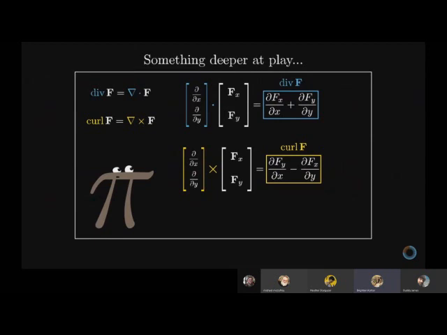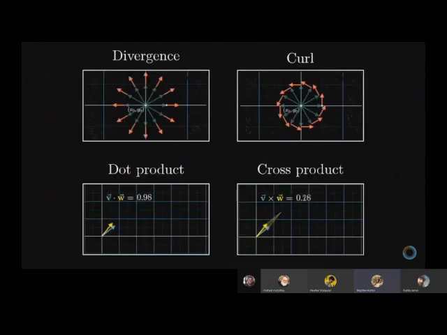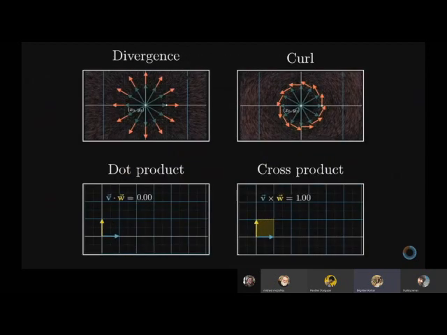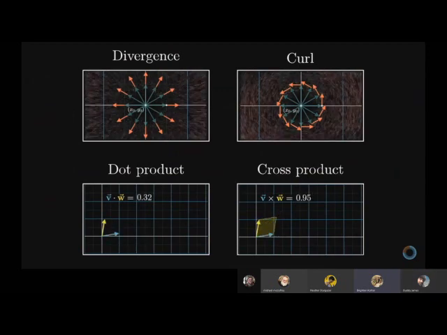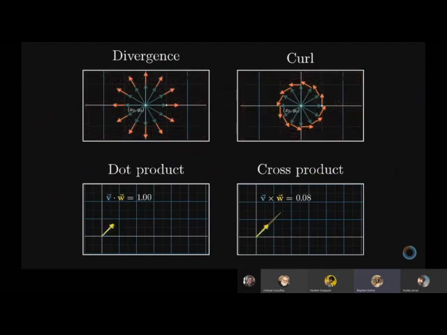There is a real connection between divergence and the dot product, and between curl and the cross product. Even though we won't be doing practice computations here, I would like to give you at least some vague sense for how these 4 ideas are connected.